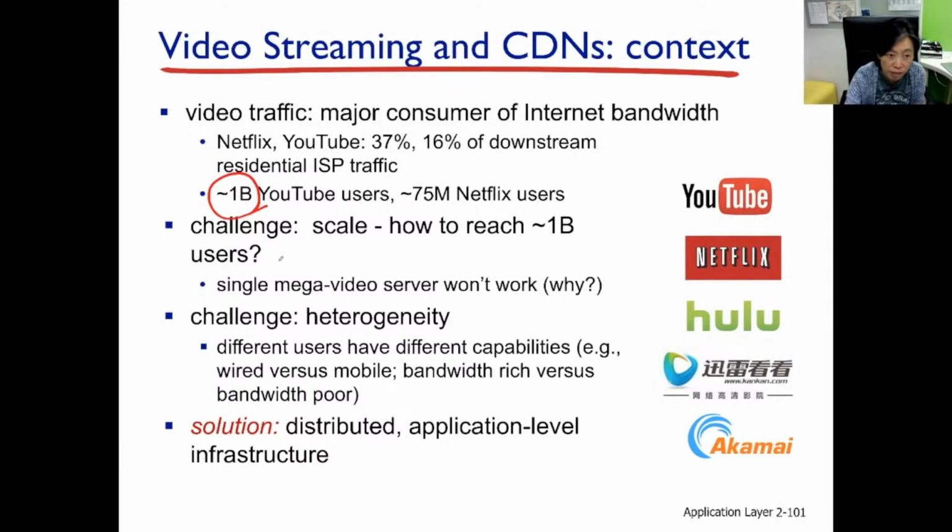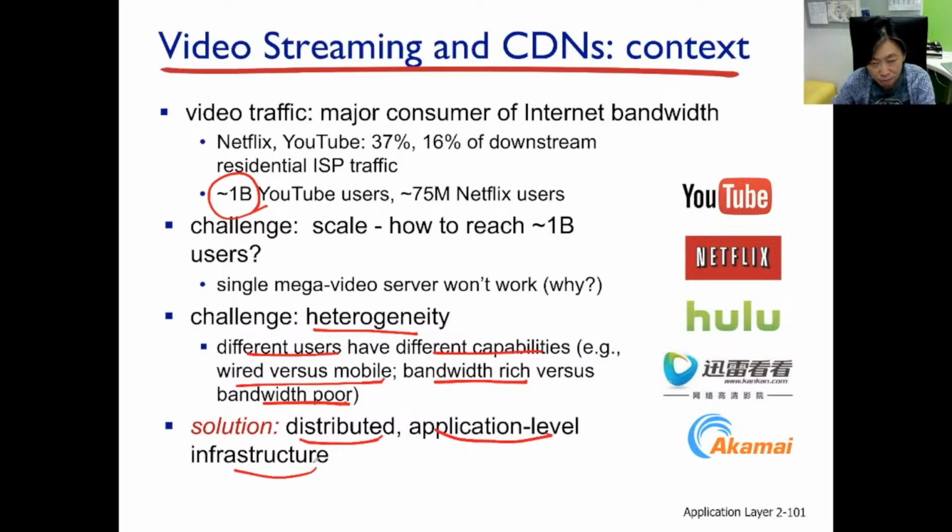All right, so we do have this other challenge here, heterogeneity. Different users will actually demand different qualities because we have different capabilities. Some of us are stationary, some of us are mobile. Some of us have a lot of bandwidth to download videos, but some of us don't. All right, so to address the heterogeneity in these users, the solution is to use CDN, which is a distributed application-level infrastructure. We'll definitely talk about CDN more later.